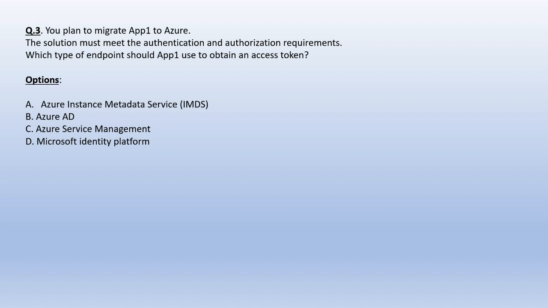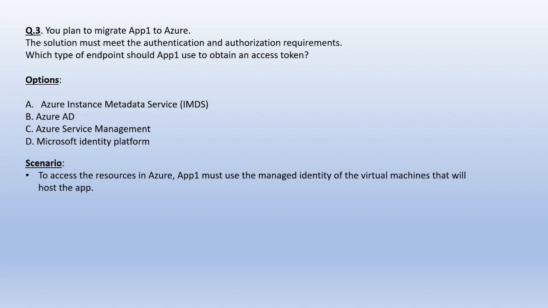Options are A, Azure Instance Metadata Service (IMDS). Option B, Azure AD. Option C, Azure Service Management. Option D, Microsoft Identity Platform. So here's the scenario: to access the resources in Azure, F1 must use the managed identity of the virtual machine that will host the app. Try to guess the answer.